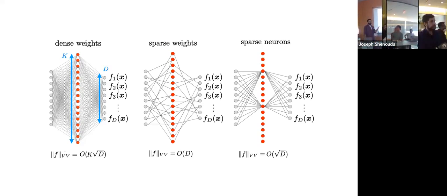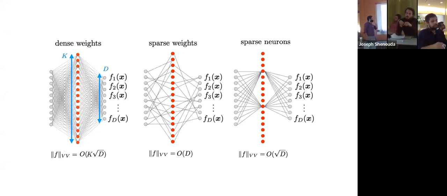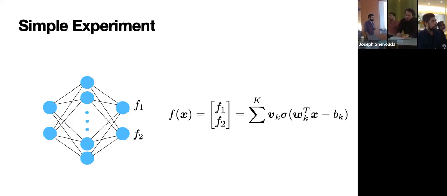Okay, so let me explain how we can see this in a very simple experiment. What we did is we looked at a very simple problem where I have just 2 outputs, and the number of neurons is going to be very, very large, right?